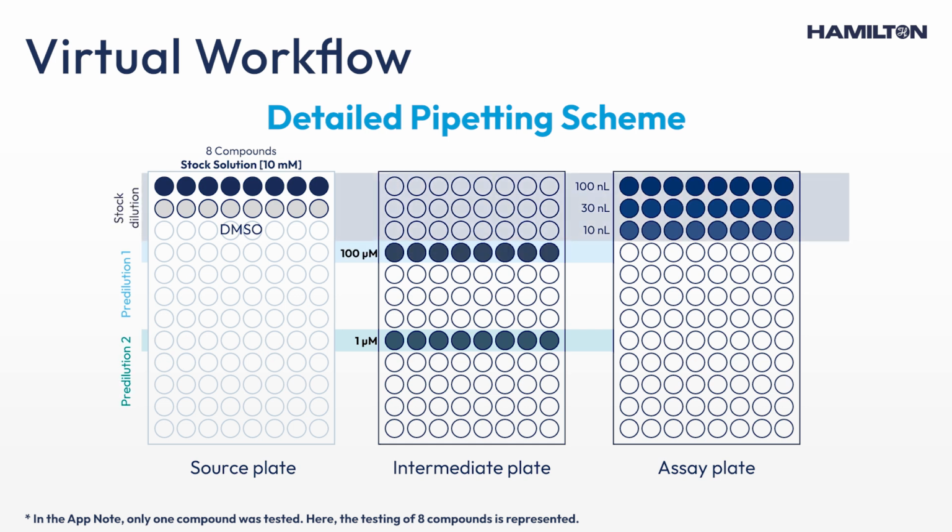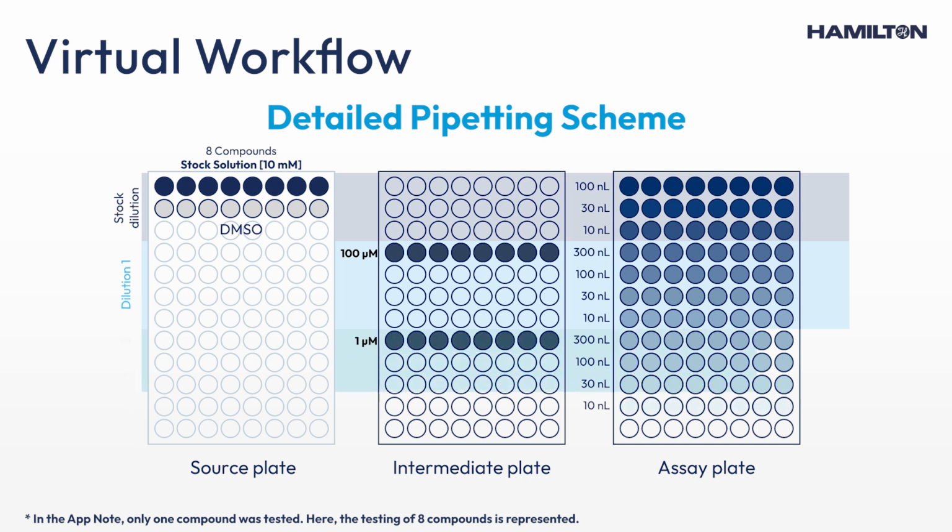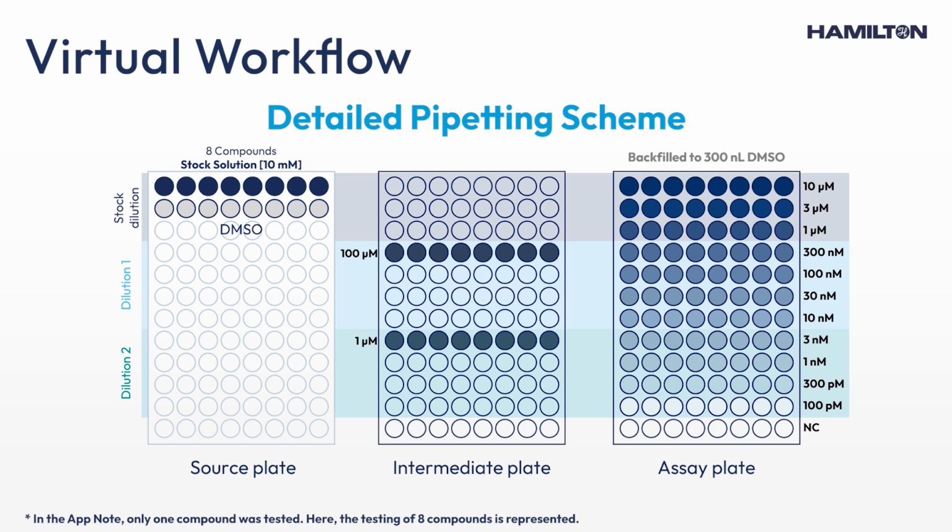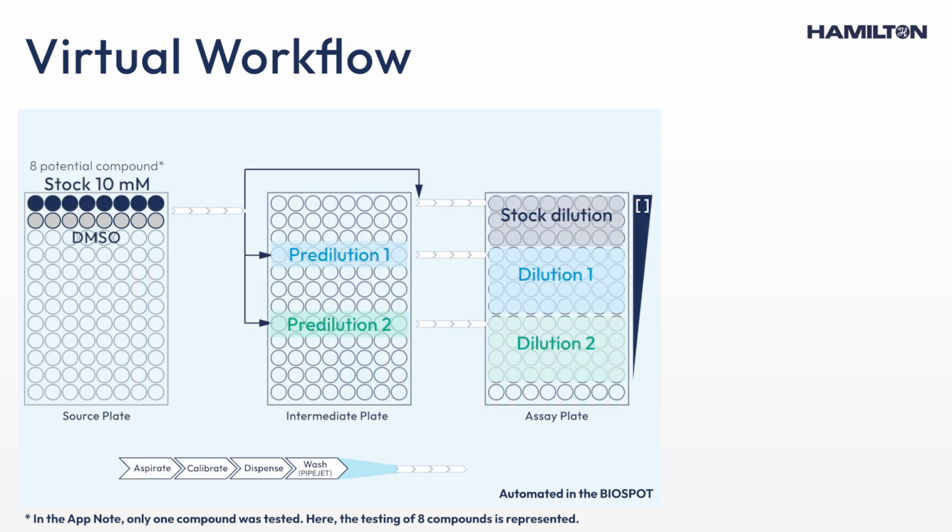Then, from predilution 1 at 100 micromolar on the intermediate plate, 300, 100, 30, and 10 nanoliter volumes are dispensed into the assay plate. This is repeated using predilution 2 to create dilution 2 in rows 8 to 11 of the assay plate. To complete the dilutions, DMSO is backfilled to 300 nanoliters per well. To conclude the assay, the kit reagents are added manually to all wells to a total volume of 100 microliters, and then the plate is analyzed using a fluorescence plate reader.